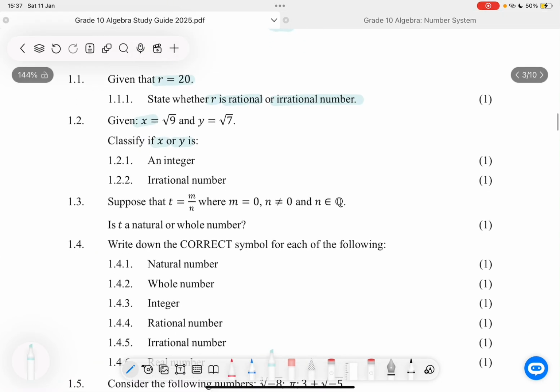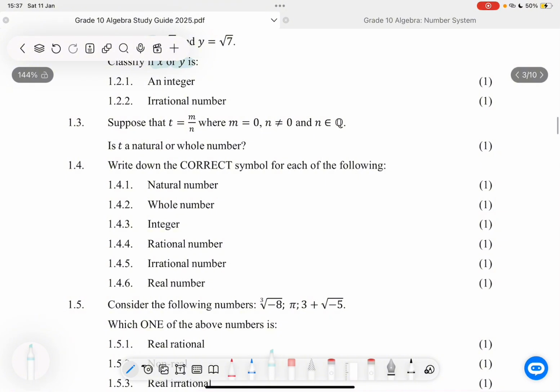Right, then we go to 1.3. 1.3 says that suppose that t is equal to m over n.